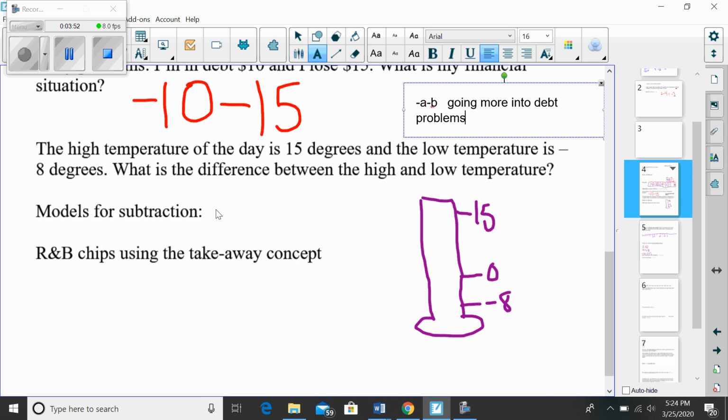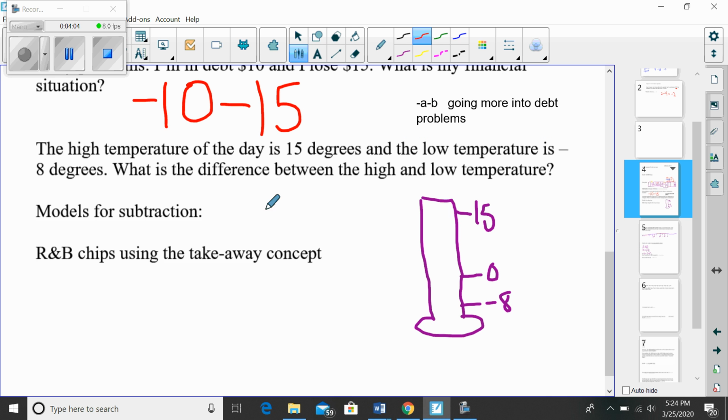So, models for subtraction. One of the problems that students tend to not have any trouble with is the idea that if you have 2 negatives in a row, the rule is, okay, 2 negatives in a row, minus minus means plus plus. And that becomes a rule that students very quickly memorize procedurally.